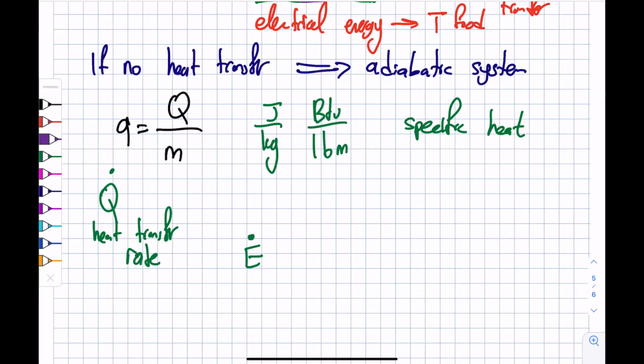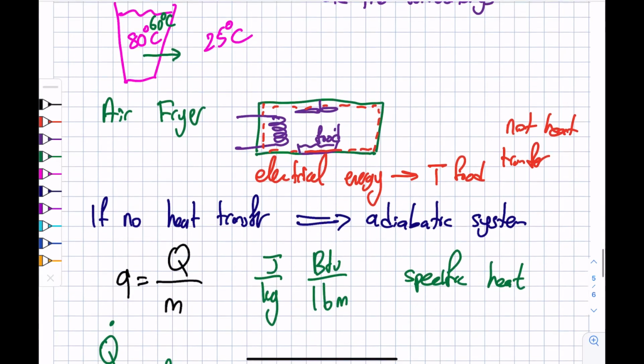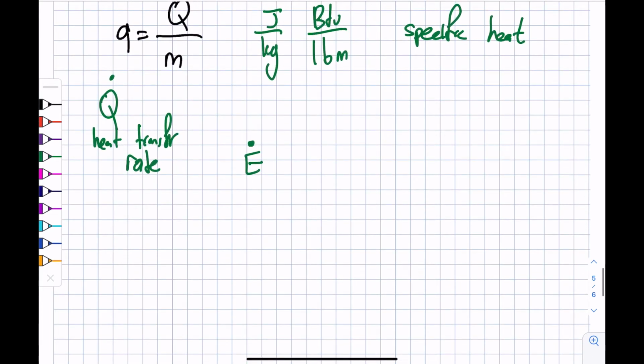So this is heat transfer rate, which means it is per unit time. But I don't want to write here Q dot is equal to Q divided by t, because that assumes Q is constant. Q may not be constant throughout my process. For instance, my coffee: do you think the heat transfer rate will be the same at 80 to 25 as at, I don't know, 60 to 25? So that's the reason I'm not going to write that.